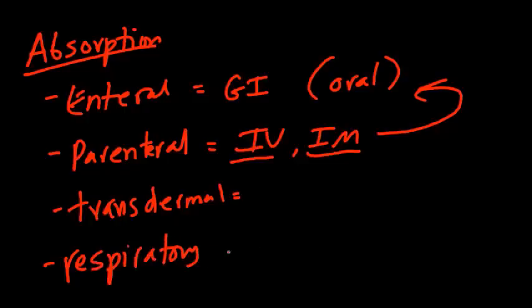I've already covered the models for that. Like I said, this is going to be your softball, the easy one. Enteral, GI. Parenteral, as the name suggests, is para. It's kind of like the enteral except not. And then lastly, transdermal and respiratory, easy.